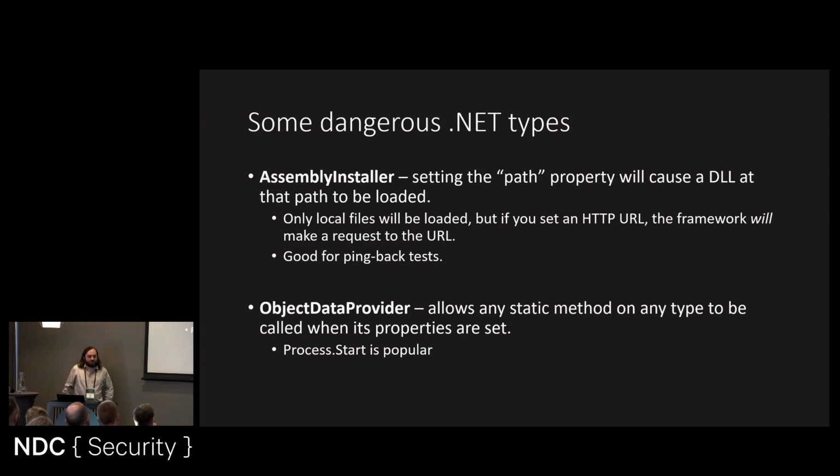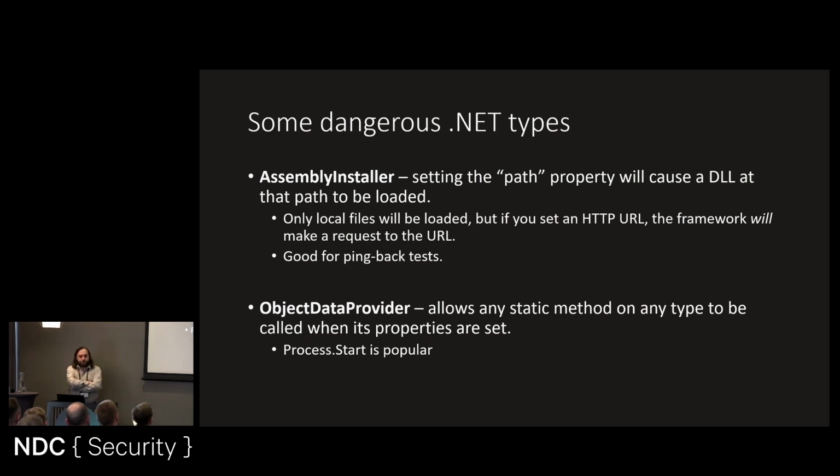So if you've got a malicious DLL you've been able to plant somewhere, you can just get it loaded, get code injection that way. But an interesting trick with assembly installer is if instead you give it an HTTP URL for that path, it'll go and try to download a DLL from that URL. It won't load it, but it will make that request. So you can use this to get pingbacks if you've got a server somewhere and you want to see if some sort of a serialization payload will work on it.